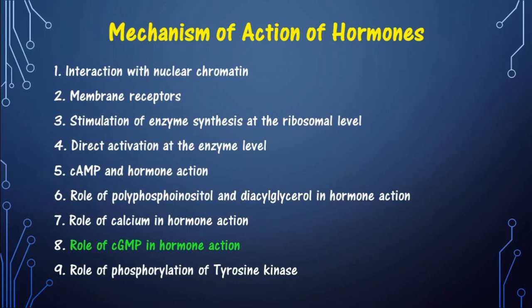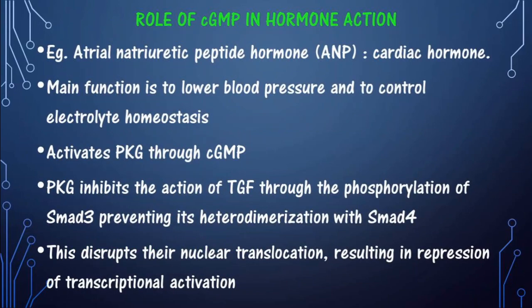So the next one is the role of cyclic GMP in hormone action. So just like you have cyclic AMP, you also have cyclic GMP. So the cyclic GMP is very specific. That is, very few systems use cyclic GMP in hormone action. So one of the biggest examples is the atrial natriuretic peptide hormone, ANP hormone, which is a cardiac hormone, and the main function is to lower blood pressure and control electrolyte homeostasis.